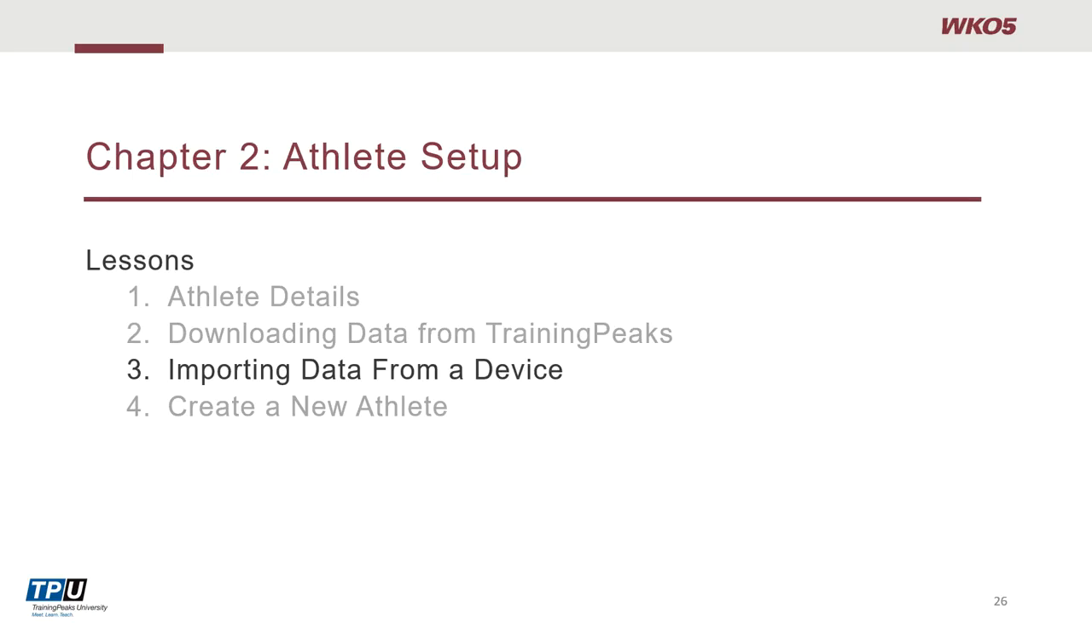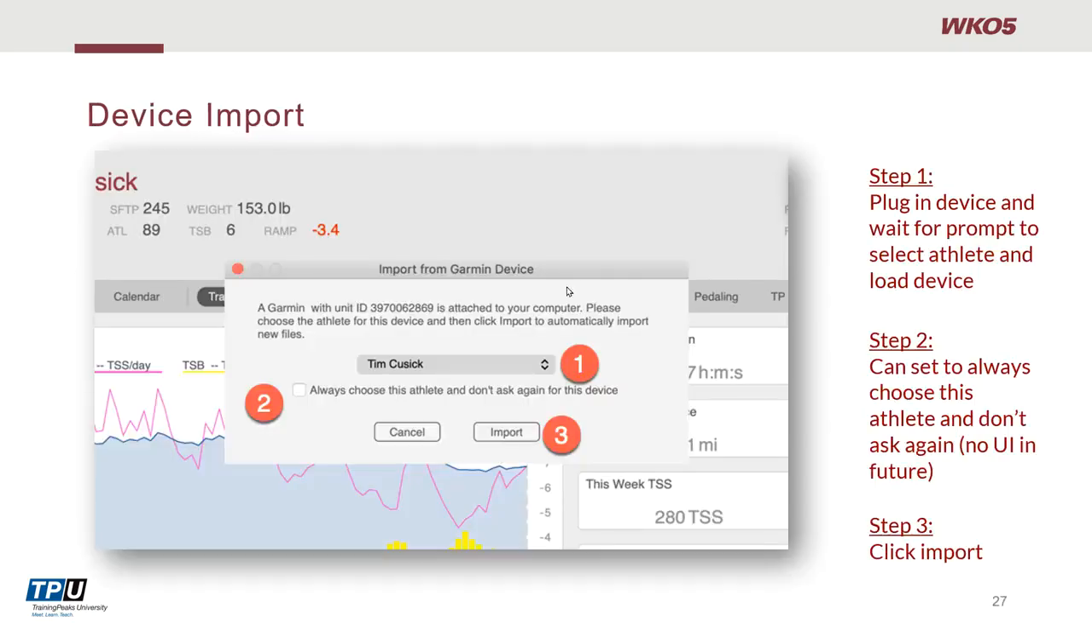All right, let's move on to Lesson 3, Importing Data from a Device. Again, a pretty simple process. First, plug in your device and wait a couple of seconds as your computer recognizes it. Once the device is recognized, this little user interface, or UI, will pop up. It'll tell you here a Garmin device is associated with a specific ID. And here, if you're a single athlete user, it'll have your name. If you're a multiple athlete user, you want to click the up-down arrows and associate this device.